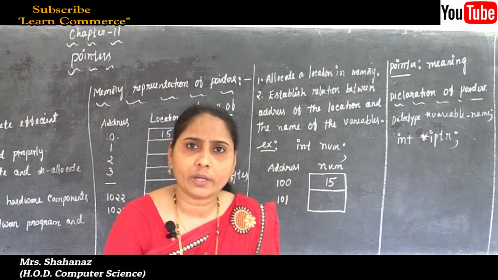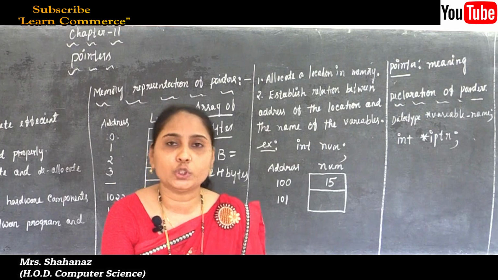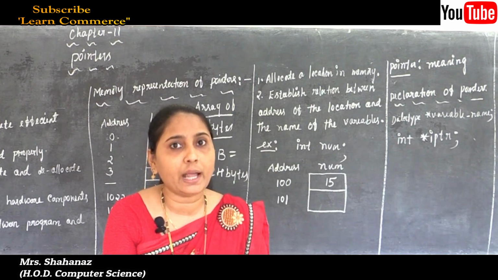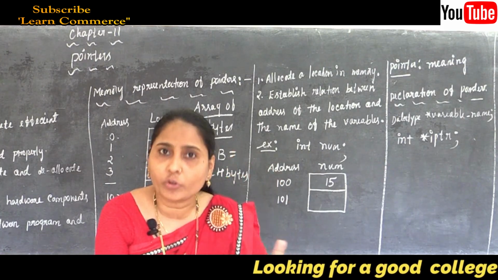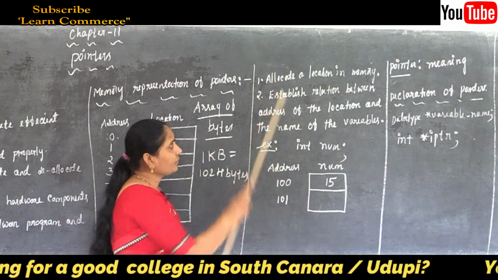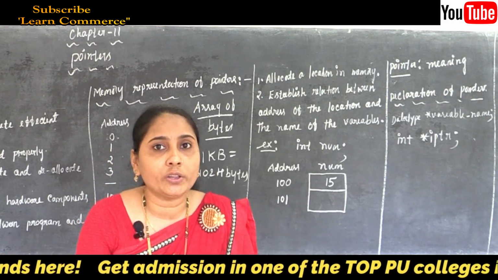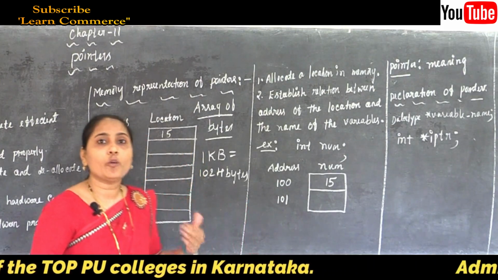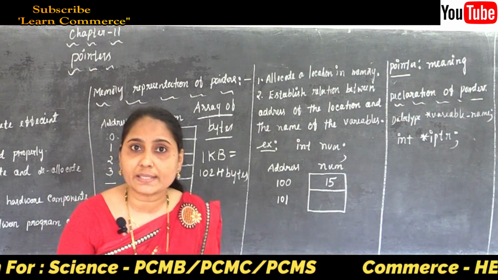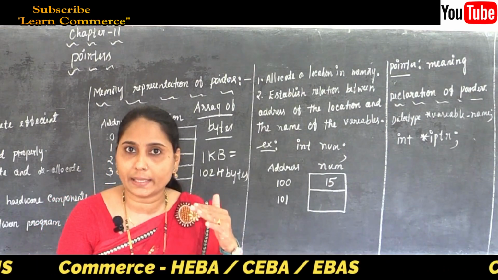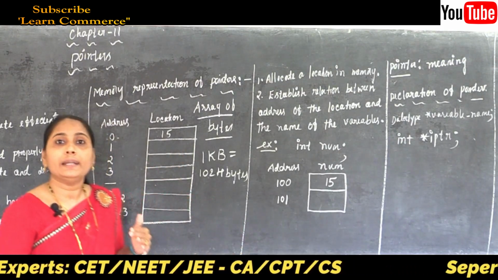So what about allocating a location in memory? If you are using the data type int, how many bytes do we need to allocate? 2 bytes. If you are using the char data type, 1 byte. That is what I want to say about allocating a location in memory: the number of locations depends on the data type. Clear this point here? How we are going to reserve the amount of space in memory depends on the data type. So the number of locations depends on the data type here.